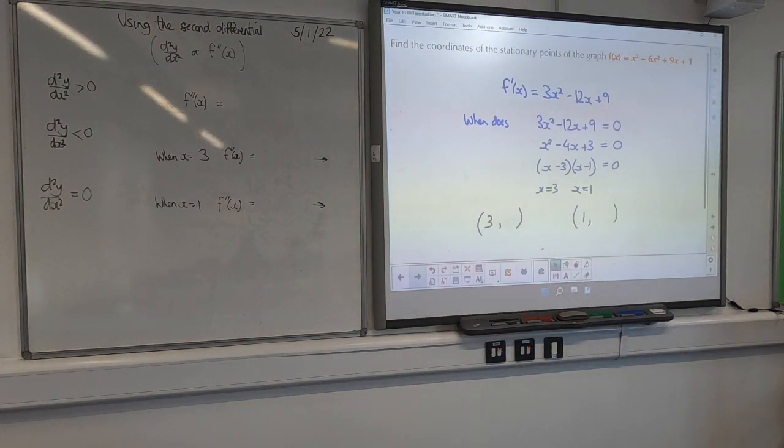With the second differential, we're only interested in whether it's positive or negative. We're not interested in the actual numerical value. And then you've got to remember what that actually means. What does a positive second differential mean? What does a negative one mean?